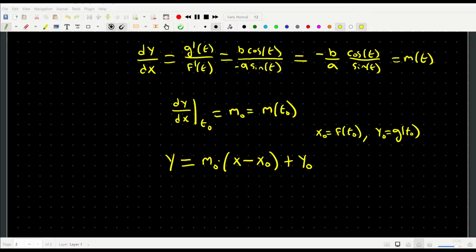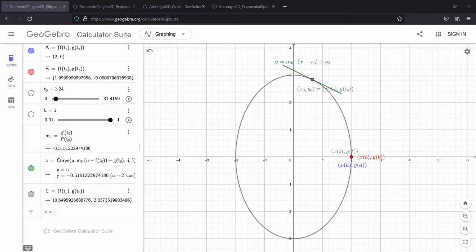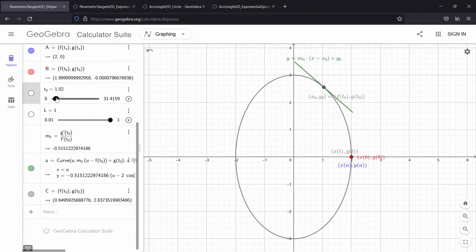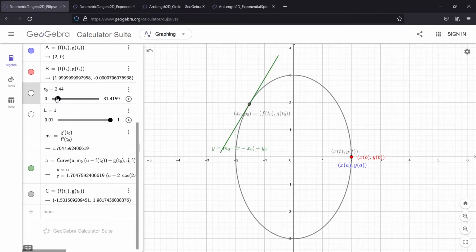To get a nice visualization of this, I made some GeoGebra code to plot this tangent line. It's exactly y equals m naught times x minus x naught plus y naught. And you can even change the point x naught, y naught, by changing the value t naught that you're evaluating the point at. So here this gray point is x naught, y naught, and this green line is the tangent line of this curve.